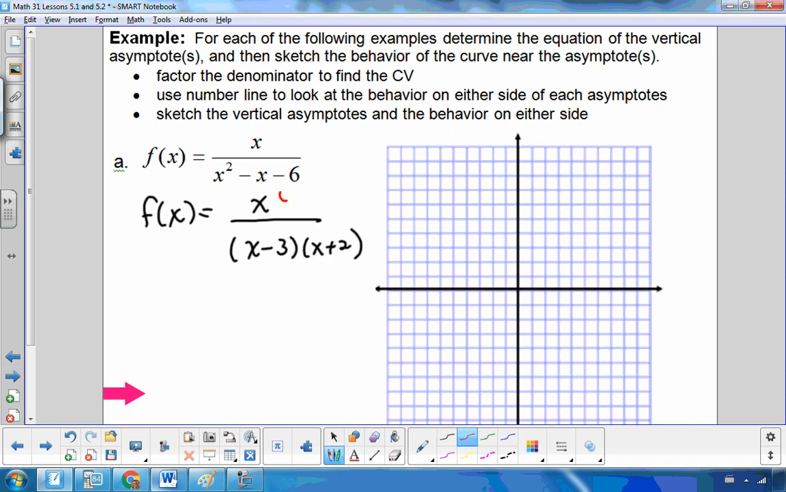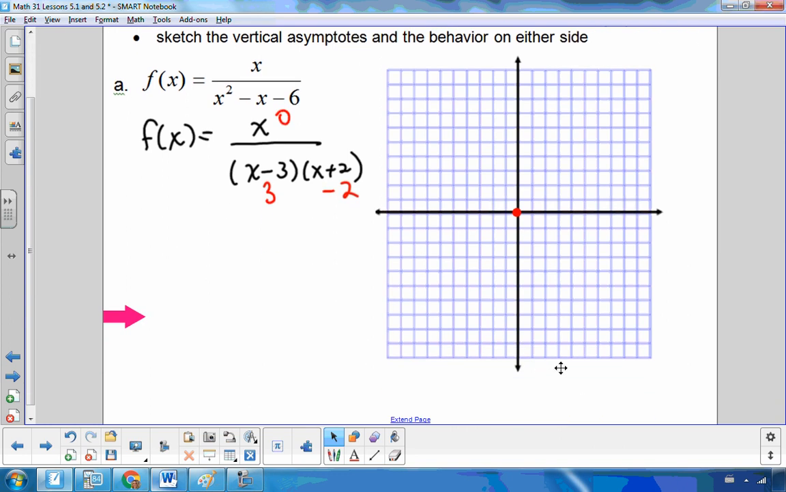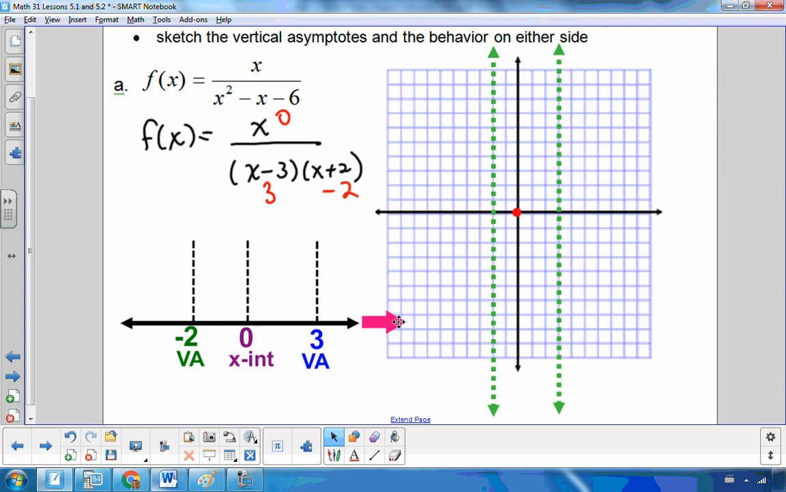So let's look at our critical values and talk about what those mean with the graph. So I have a critical value at 0, but because it's in the numerator, that corresponds to an x-intercept. I have a critical value at 3, and because it's in the denominator, that corresponds to a vertical asymptote. I also have a critical value of -2. Because it's in the denominator, it also corresponds to a vertical asymptote. So we're going to use these critical values with the number line to see the behavior on either side of the asymptotes. So let's start with our numerator.